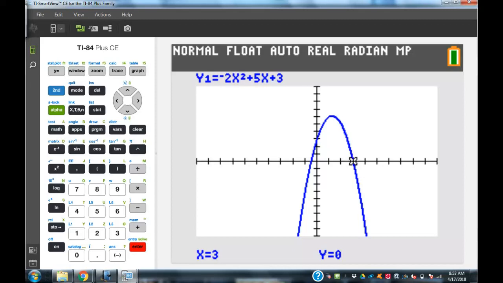Any 3 ordered pairs from a quadratic, you can get the equation through a system of equations. It doesn't matter if one of those points is a vertex and the other 2 are intercepts. It doesn't matter. Any 3 points. They could all be from the same side, and it's still going to get you the right equation. Using that matrix and system of equations to do that. So there's an application of some systems of equations.